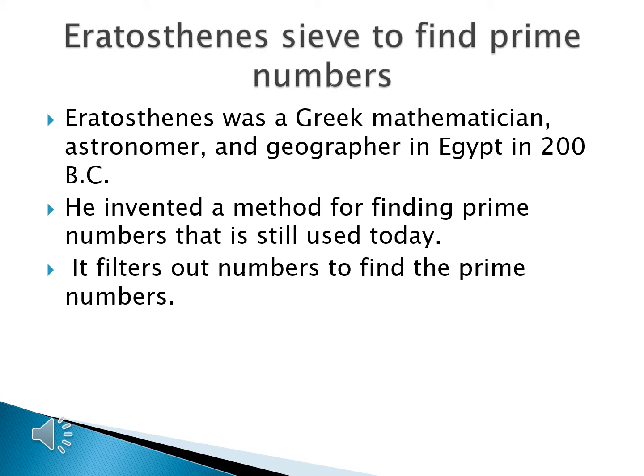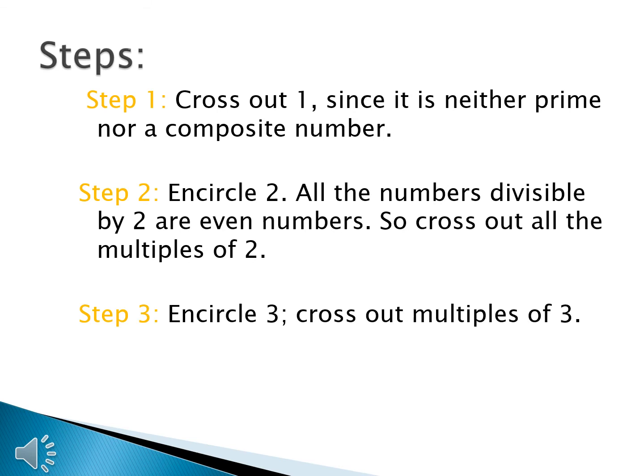Now let's get to know about the mathematician Eratosthenes, who gave us a way to find the prime numbers. He was a Greek mathematician, astronomer and geographer in Egypt in 200 BC. He invented a method for finding prime numbers that is still used today. It filters out numbers to find the prime numbers. Now, let's discuss the steps that he followed to find the prime numbers.